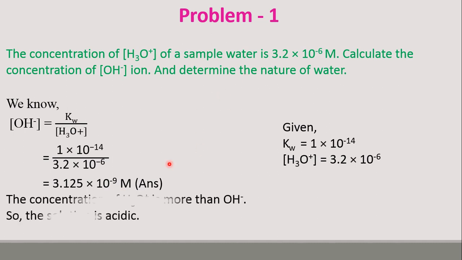And the concentration of hydronium ion is more than hydroxyl ion. The concentration of hydroxyl ion is 3.125 into 10 to the power minus 9 molar, and the concentration of hydronium ion equals 3.2 into 10 to the power minus 6. That means the concentration of hydronium ion is more than hydroxyl ion. So, the sample water is acidic.